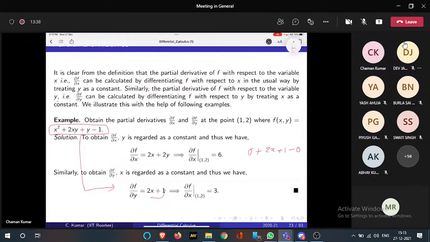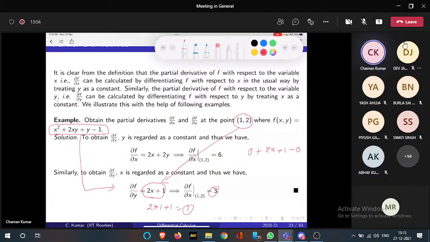And then evaluate this at the point (1, 2). So put x is equal to 1. So this will be 2 into 1 plus 1. And y is 2, there is no y here. So this will be equal to 3. Okay.